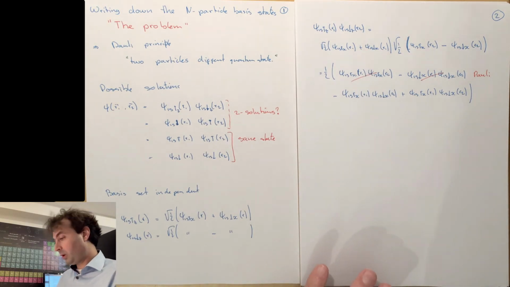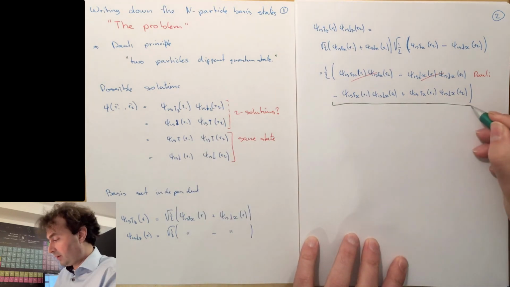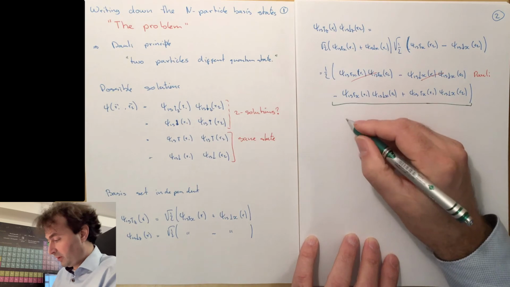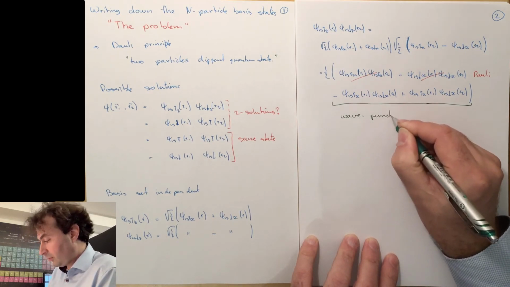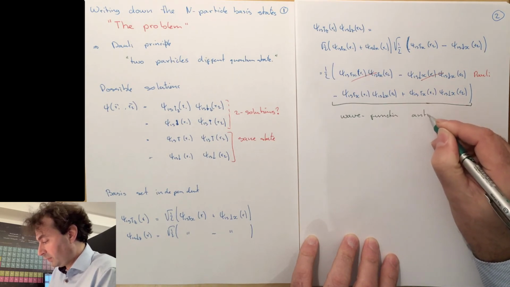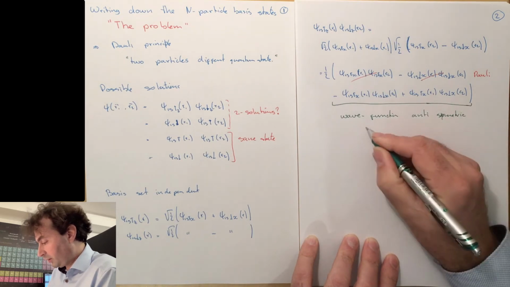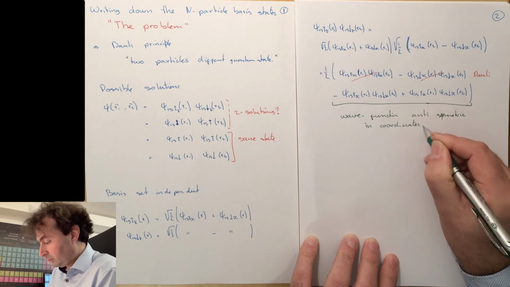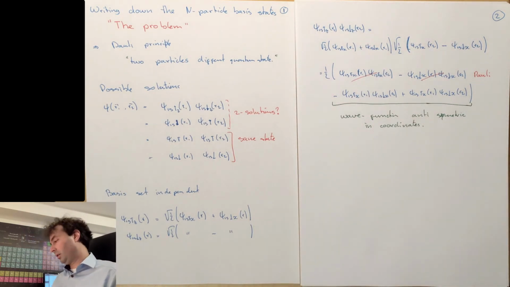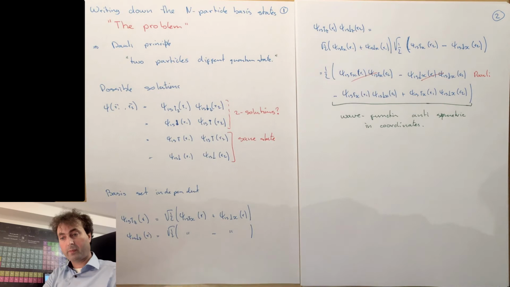So the Pauli principle that states two particles must be in different quantum states translates to the mathematical requirement that our wave function is antisymmetric in coordinates. And this is the classical alternative to the statement that two particles cannot be at the same place at the same time.